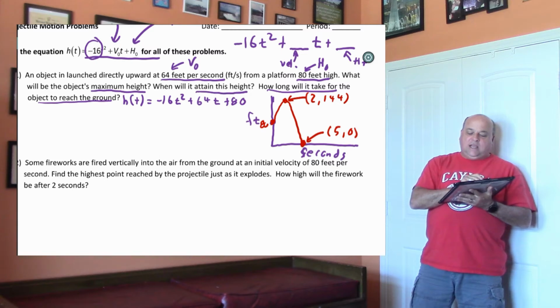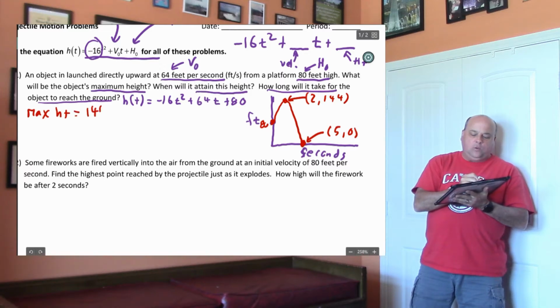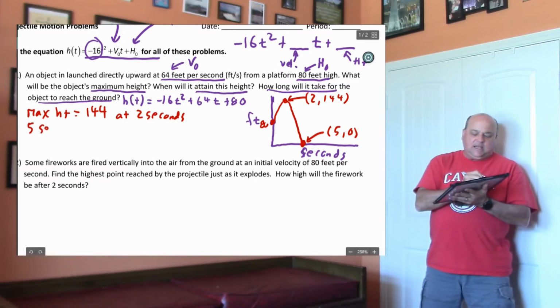So what will be the object's maximum height? Put max height equals 144. When will it attain this height? At 2 seconds. How long will it take the object to reach the ground? 5 seconds equals hitting ground.